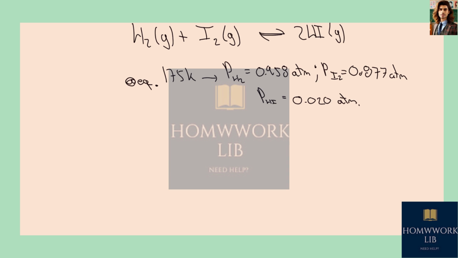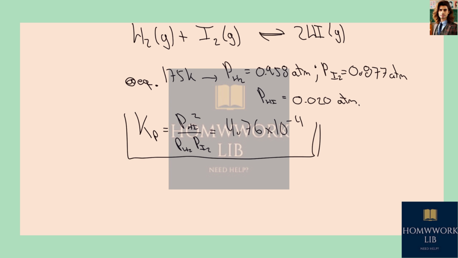So with this information, what we can get is the value for Kp, which is going to be equal to the pressure of HI squared divided by the pressure of H2 times the pressure of I2 at equilibrium. The result for Kp in this scenario is going to be equal to 4.76 times 10 to the minus 4. So this value for Kp is going to be important to us because we're going to employ it next.